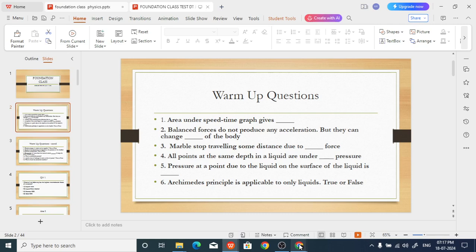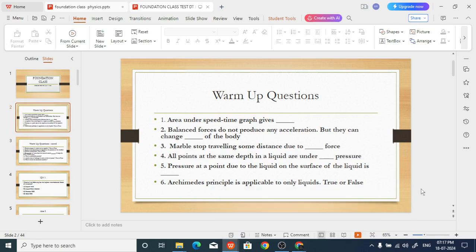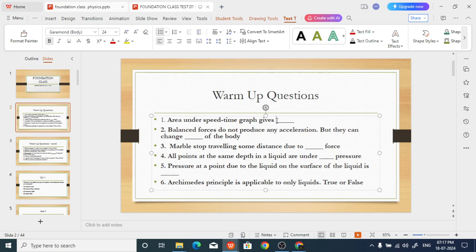Children, are you able to see it? Yes, sir. Okay. So area under speed time graph gives what? Distance covered, sir. Yes, distance covered. If it is a velocity time graph, displacement, sir. Yes, correct. So that is the answer.